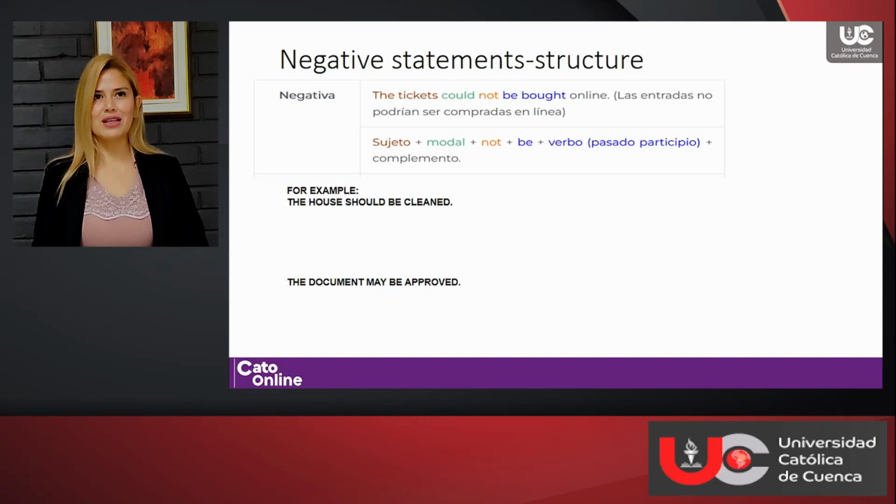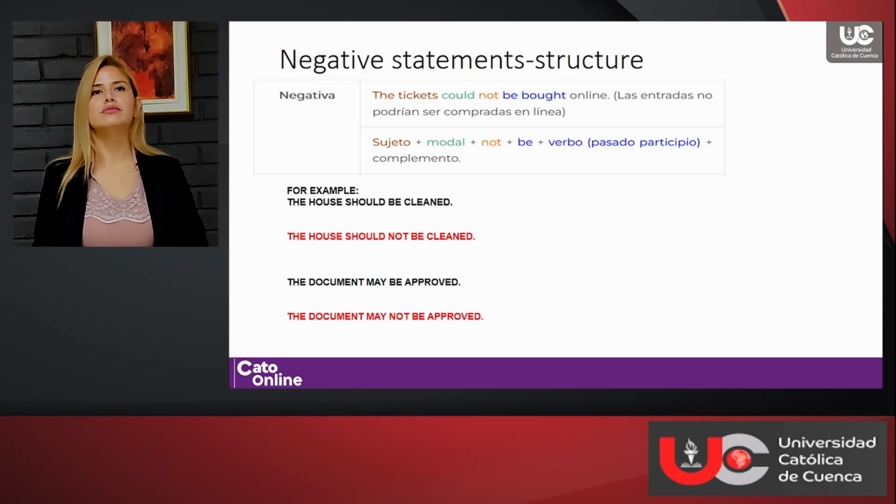For example, here I have two positive statements. The house should be cleaned, the document may be approved. The negative form would be, the house should not be cleaned. In the next one, the document may not be approved. Remember, not is after the modal. Okay, you have to write not after the modal.